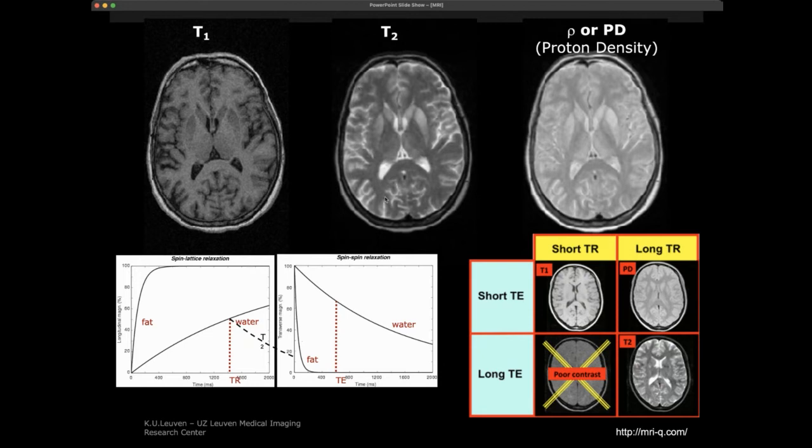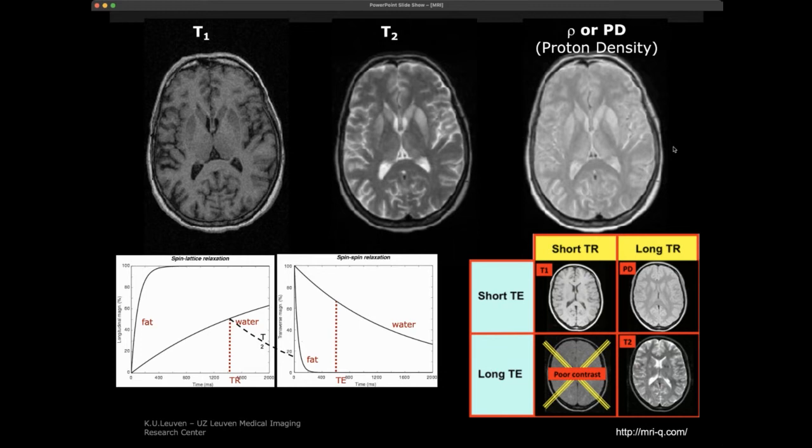If I'm now looking at long echo times, so this was at short repetition times, and this is at long echo times, what I now do is emphasize water and suppress much more the fat. So what you see now is that the water becomes bright. So we really look at water content, and what you see now is that the fat is being suppressed.